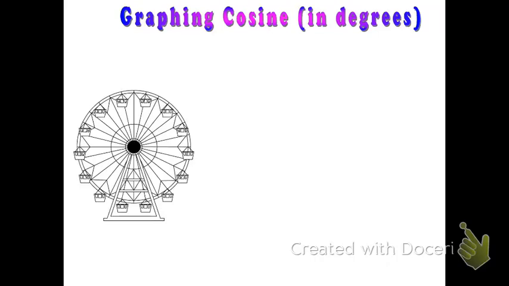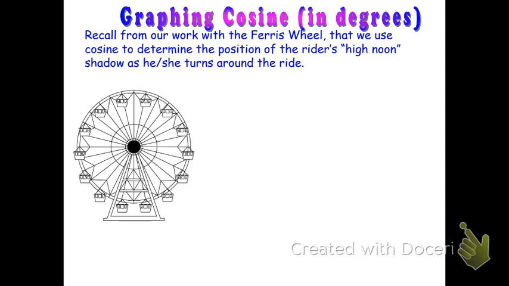In this video, we'll review how to graph cosine functions in degrees. If you want to see cosine in radians, that's a separate video. Now recall our work with Chapter 6 that with the Ferris wheel, we use cosine to measure the position of the rider's high noon shadow as he or she turns around the ride. High noon shadow referring to when the sun is directly above the rider and the shadow is directly below him. This happens at high noon.